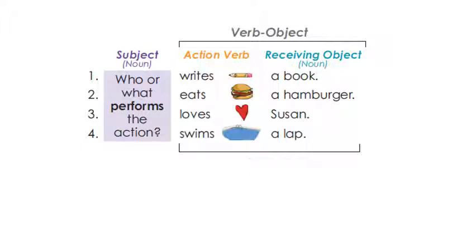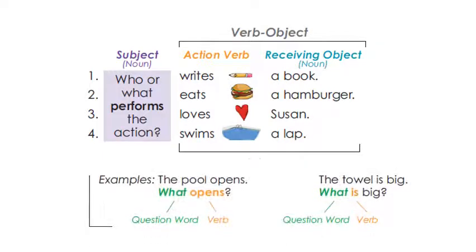Okay, so let's check here. Who or what performs the action, and then you have the verb, the action verb, and then the objects. So who writes a book? Who eats a hamburger? Who loves Susan? Who swims a lot? Okay. So in the example, the pool opens. What opens? The tower is big. What is big?